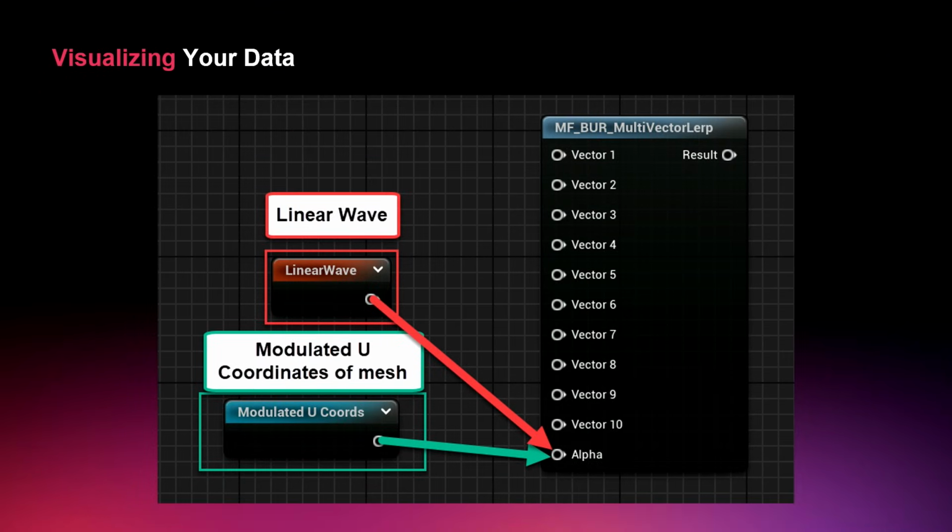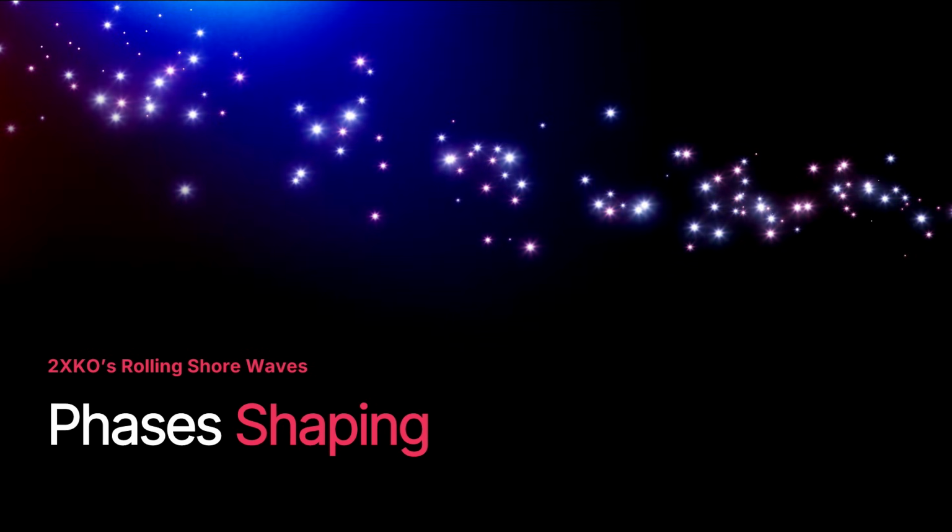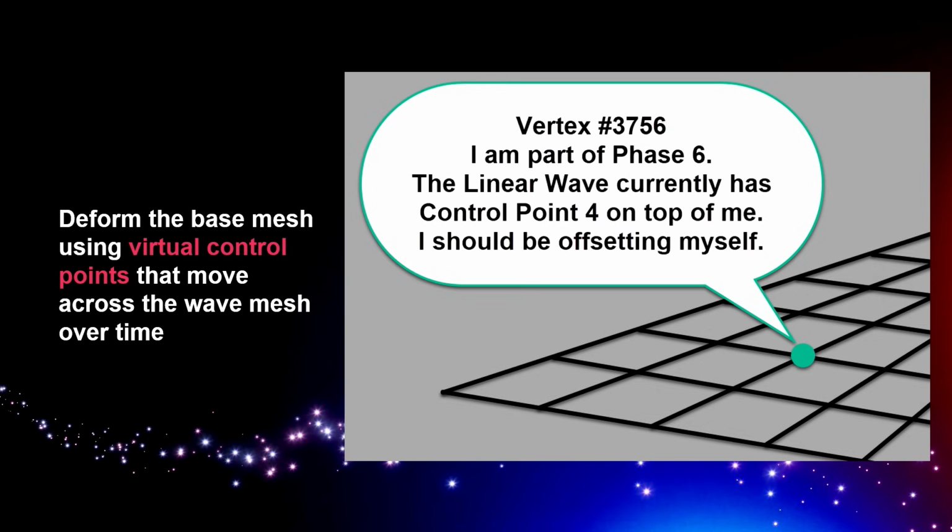So again, to wrap up this section, the visualizers and the colors themselves are not actually doing anything. The values that are actually important and that will be driving our shader, the same way that they have been used to drive our visualizers just now, are the linear wave and the modulated U coordinates of the mesh UVs. Both of them will be driving their own set of data through the multi-vector Lerp's alpha parameter. And these two together are basically the foundation of the effect. Okay, again, we have our theory, we have our foundation. Let's talk about the actual shaping of the waves.